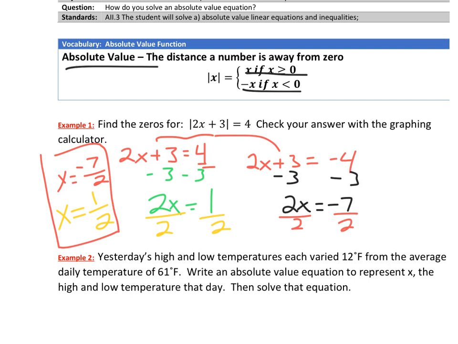We can check them just by plugging them in. 2 times negative 7/2 plus 3. If we type this into the calculator or simplify it, the 2's will cancel. Negative 7 plus 3 is negative 4. Absolute value of negative 4 is positive 4. So the first side checks out. And if we plug 1/2 in, let's just erase some of that. We plug 1/2 in. 2 times 1/2, again the 2's cancel out, leaving us with 1 plus 3, which is a positive 4. And the absolute value of a positive 4 is indeed 4. So both answers do check out.